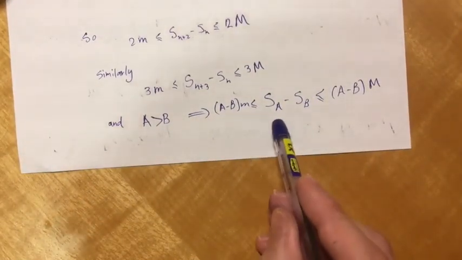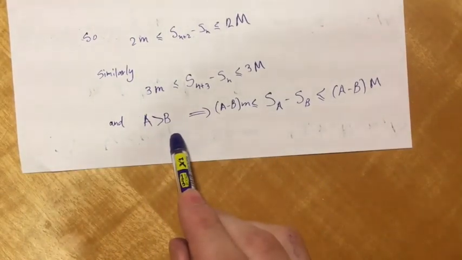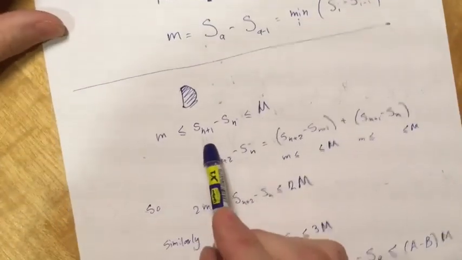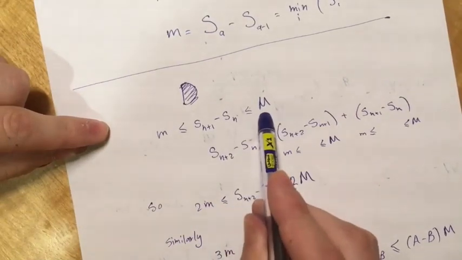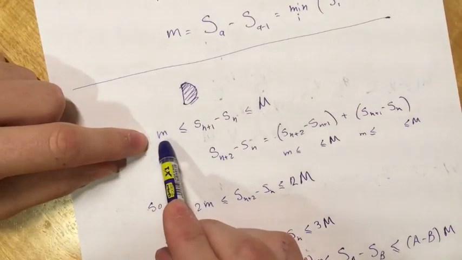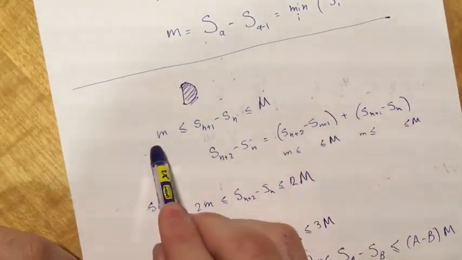Let's start with simpler examples. Let's start when A is exactly B plus 1, or when A and B are consecutive. So when A and B are consecutive, we just have Sn plus 1 minus Sn is at most 1 times capital M, at least 1 times small m. Now this follows from the definition of capital M and small m.